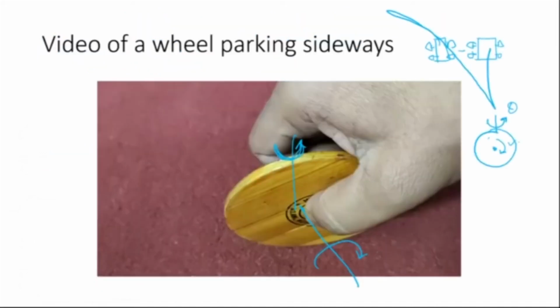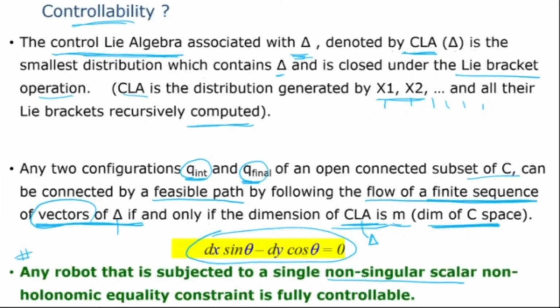Okay, now let's go back to the definition again and try to make sense out of it. It says that the control Lie algebra associated with delta, denoted by CLA delta, is the smallest distribution which contains delta and is closed under the Lie bracket operation. I'll come to what the Lie bracket operation is. Now CLA is the distribution generated by x1, x2 and all their Lie brackets recursively computed.